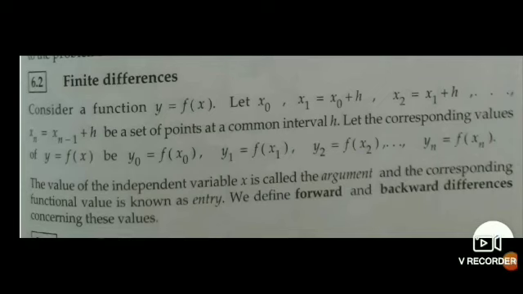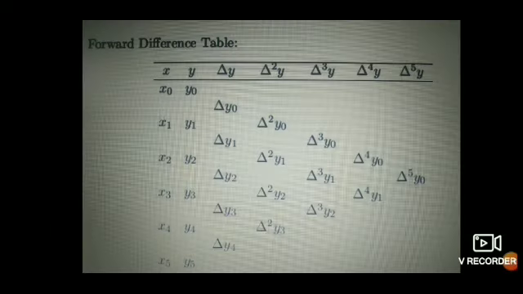Now we will discuss what is finite difference. In this, finite difference is divided into two kinds. One is forward difference and another one is backward difference. Let me explain the concept of forward difference with the help of a table.